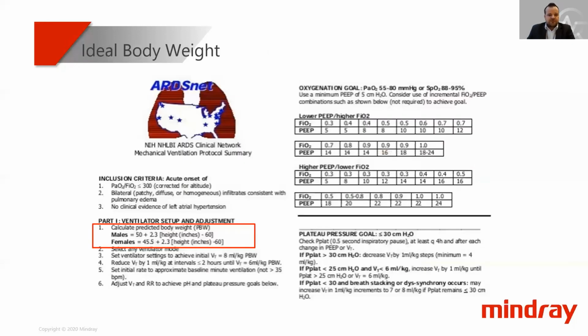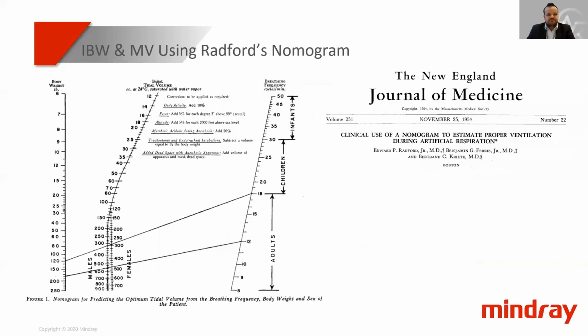The formula for calculating the ideal weight of Mindray's ventilator and anesthesia device comes from the official website of ARDS.net, which is currently the most widely used formula in clinical research worldwide. However, the algorithm of the AMV mode is optimized on the basis of the Radford nomogram.